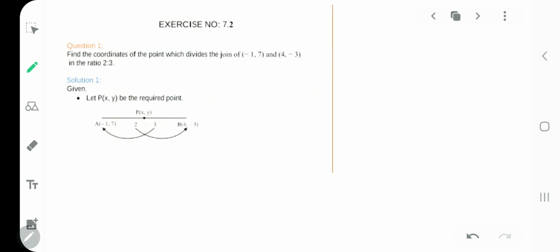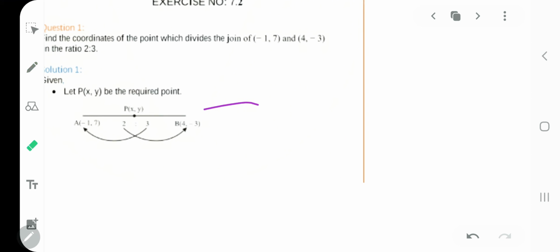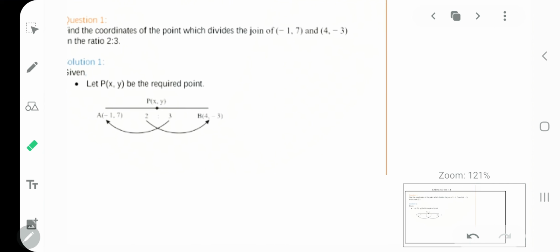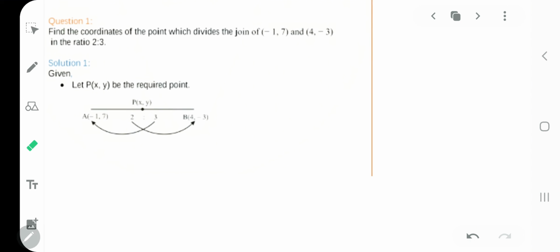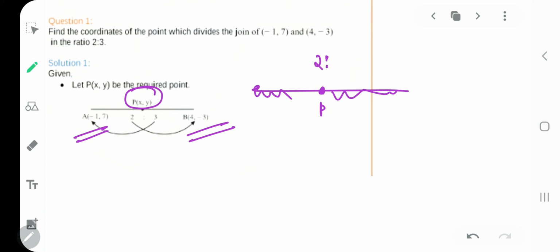Okay, next is your question number 1 of exercise 7.2. Let's see what it says. It says find the coordinates of the point which divides the line joining point A, that is (-1, 7), and B, which is (4, -3), in the ratio 2:3. You have to find the coordinates of the point in between. It is not exactly in between. It is given that this point P divides the line in some ratio, and the ratio is 2:3.